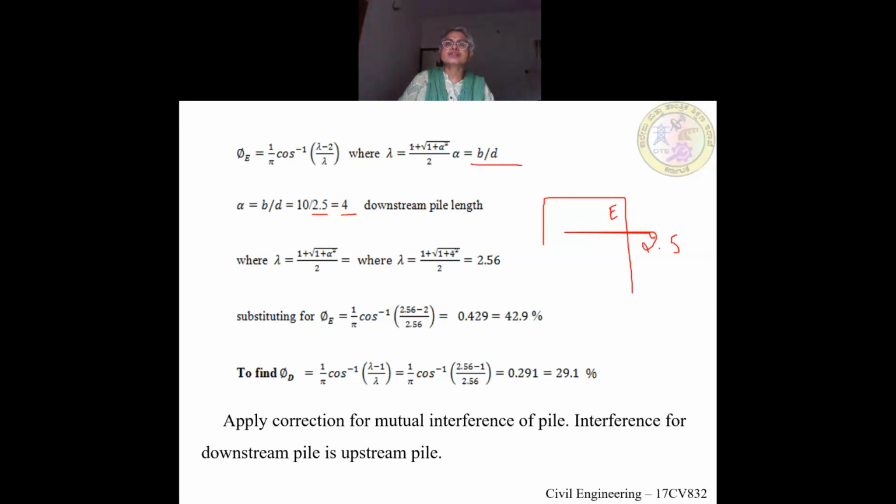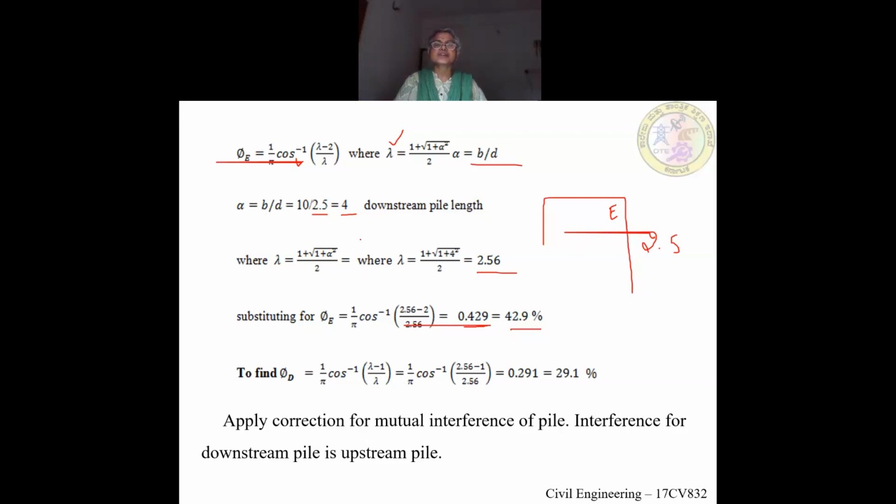Once you get alpha, you substitute back and get the value of lambda. Lambda is 1 plus root of 1 plus 4 square by 2, that is 2.56. So substitute the value of lambda in this equation, and you will get 0.429. So in terms of percentage, the pressure here at E is 42.9%.